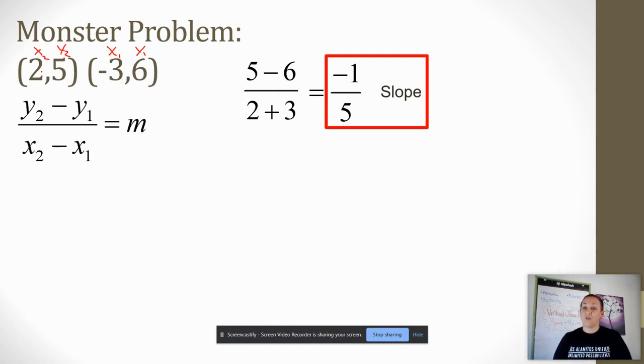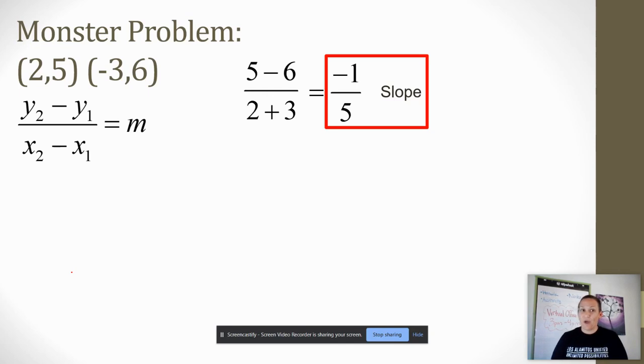Remember that this is describing the slant of the line that we could draw through those two dots. But what if it doesn't want slope? What if it's asking you for a linear equation? This is not a linear equation, this is just a number. So if the directions do not ask you for slope, then you need to keep going in the problem. This was a great first step, but it won't be a final answer.